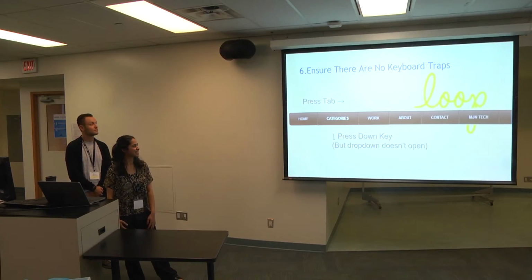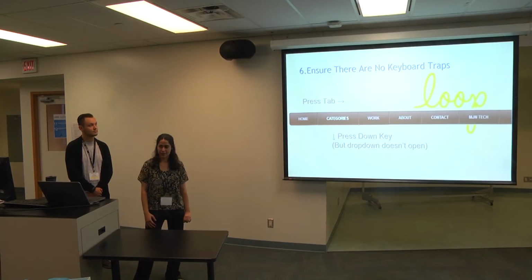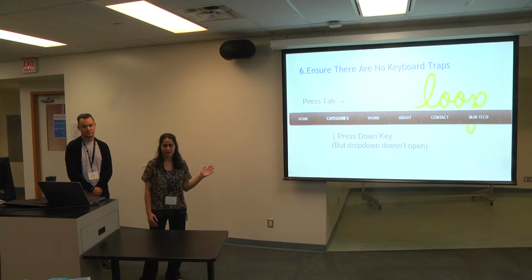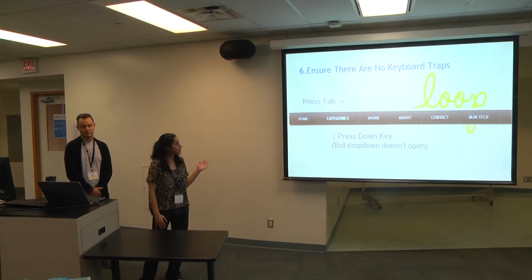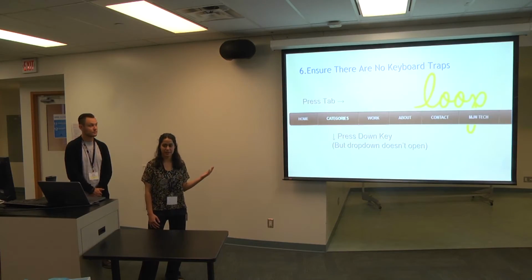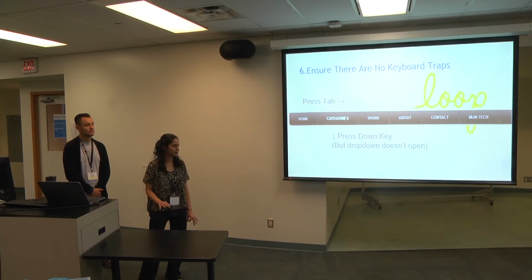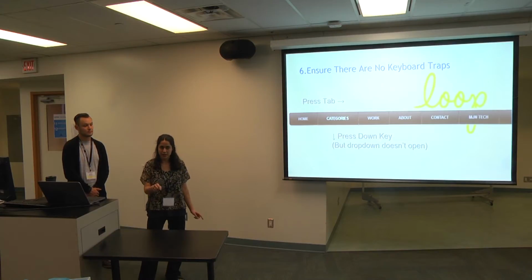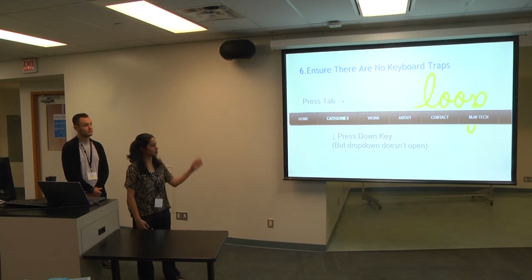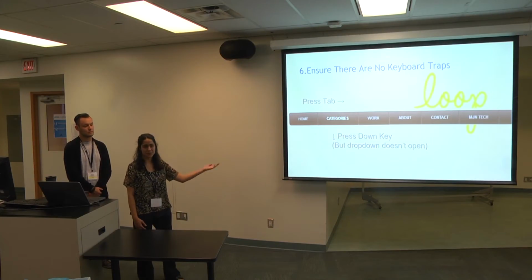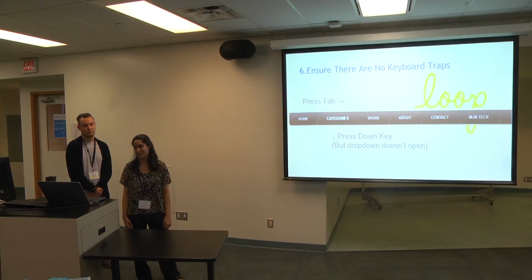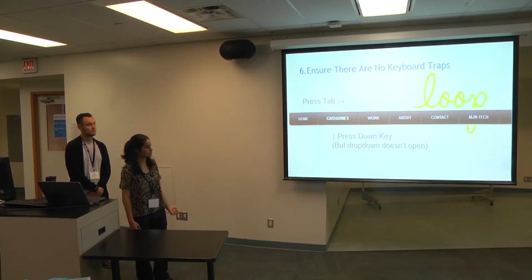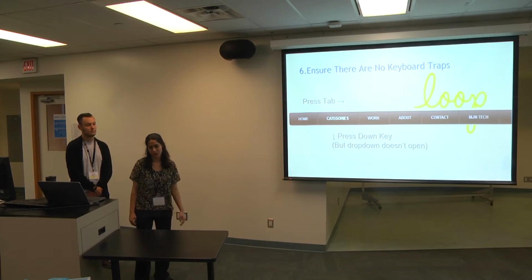Rule number 6, ensure that there are no keyboard traps. Coming back to the menu here, let's say the user presses tab and gets to categories. They press the down key, but this time the drop-down doesn't open. They try enter and space, and the drop-down still doesn't open. So all they can do is keep going to work, about, and loop back to home. They're missing out on a lot of functionality on your web page. So it's very important to test for this and make sure your users aren't stuck.